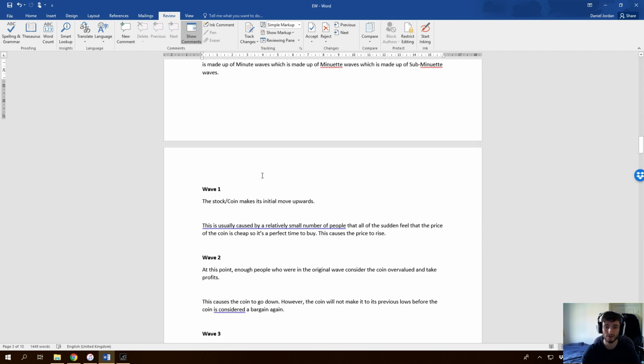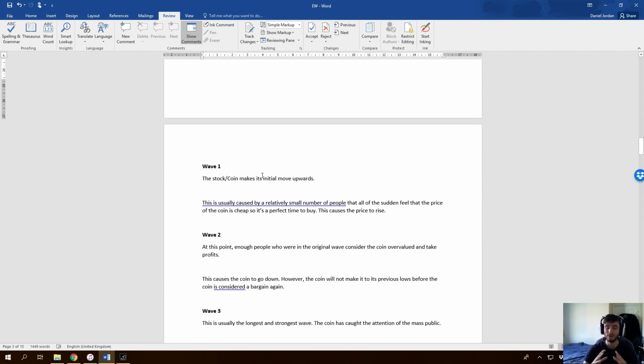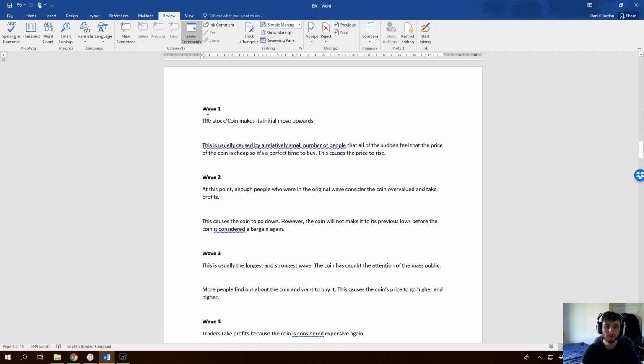Okay. So with that said, that's kind of the introduction to Elliott waves, and now we're going to be covering the 5 impulse waves and how they work. Okay, so wave number 1. Here you can replace stock with commodity, stock with forex, stock with cryptocurrency. It's all essentially the same. Okay, so the stock or cryptocurrency makes its initial move upwards on wave 1.